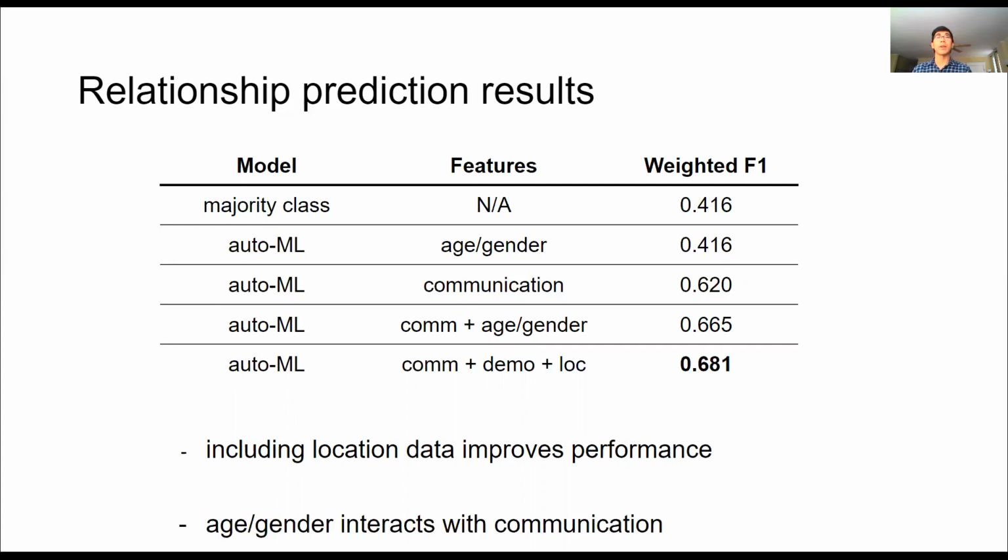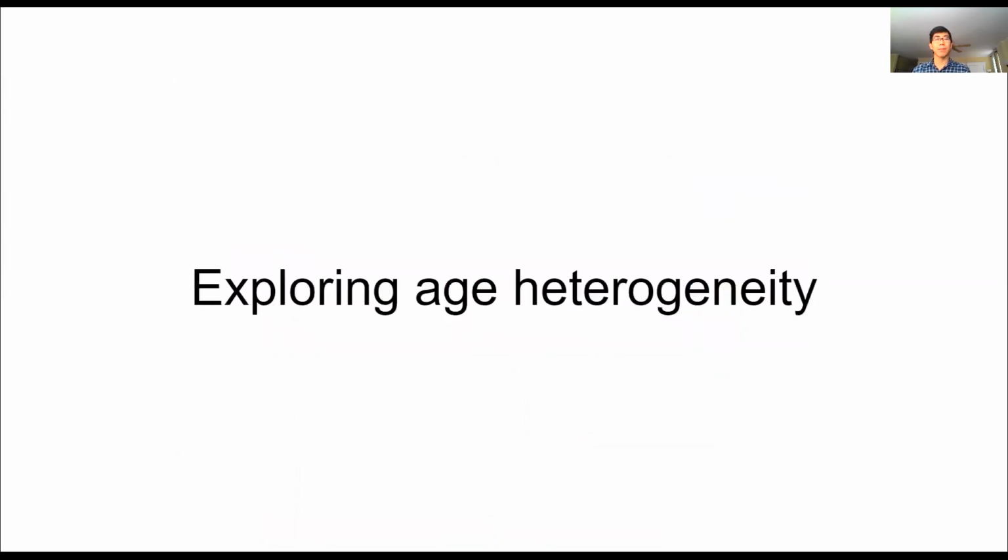Another takeaway here is that age and gender potentially interact with communication. The model that's trained only with age and gender doesn't actually do any better than baseline, but age and gender, when combined with communication features, give us a performance boost over the model that just uses communication features alone. This interaction between demographics and communication led us to explore age heterogeneity in our sample.